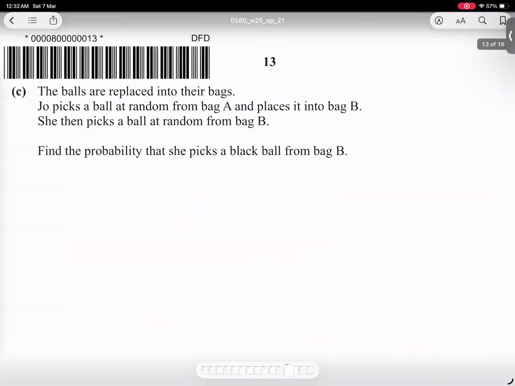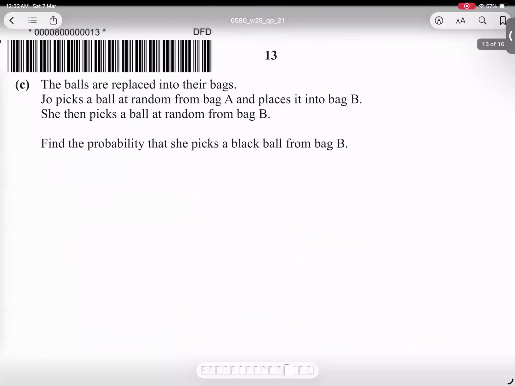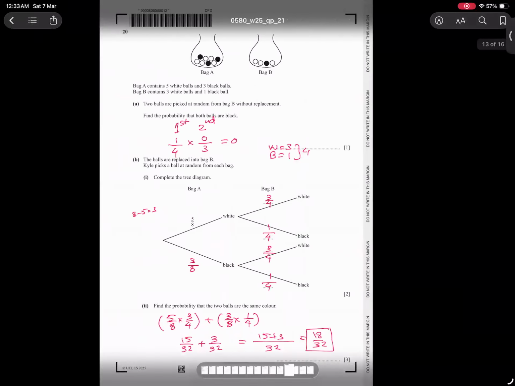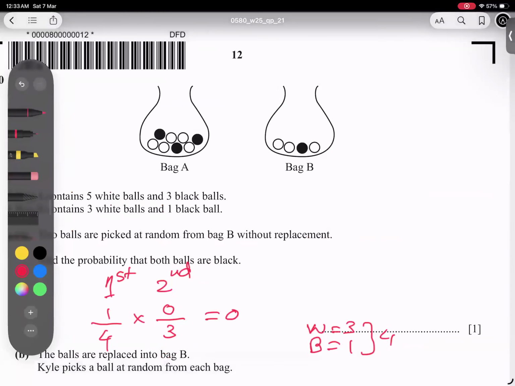The next page is saying the balls are replaced in the bags, and Joe picks a ball at random from bag A, replaces it in B, and then she picks a ball from bag B. Find the probability she picks a black ball. It means there is a dependency on the previous diagram. What I'm going to do for bag A, I'm writing here how many black: black are 3. How many white? White are 5, clearly mentioned.